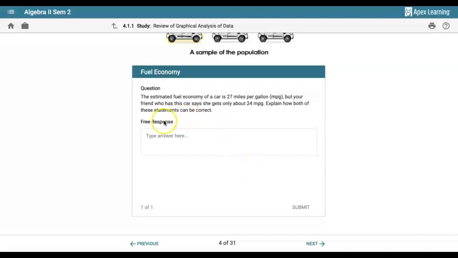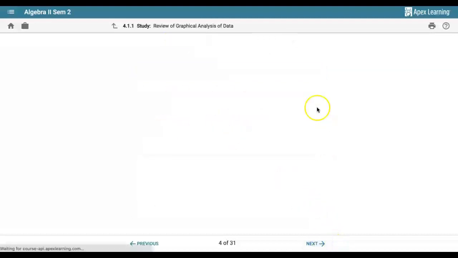So if we're looking at fuel economy, it says the estimated fuel economy of this car is 27 miles per gallon. But your friend who has this car says she only gets about 24. The reason that this could both be correct is, one, they don't test every single car, so there is a little bit of error that might occur. There's a little bit of leeway in how accurate they are. The other thing is obviously there are other factors. Do you slam on your brakes? Do you coast more? Where are you driving? All of those outside things could take effect here.